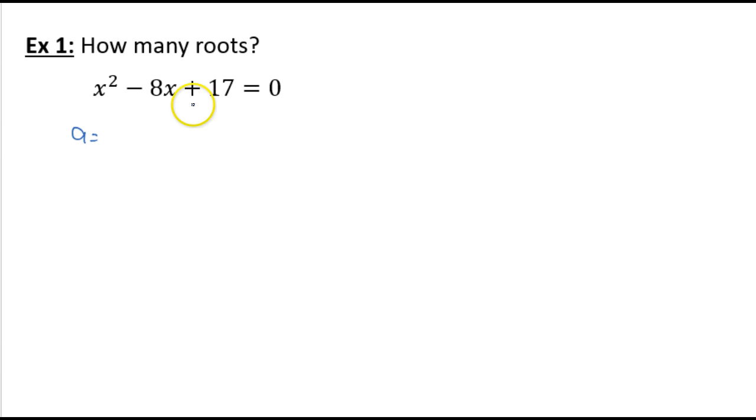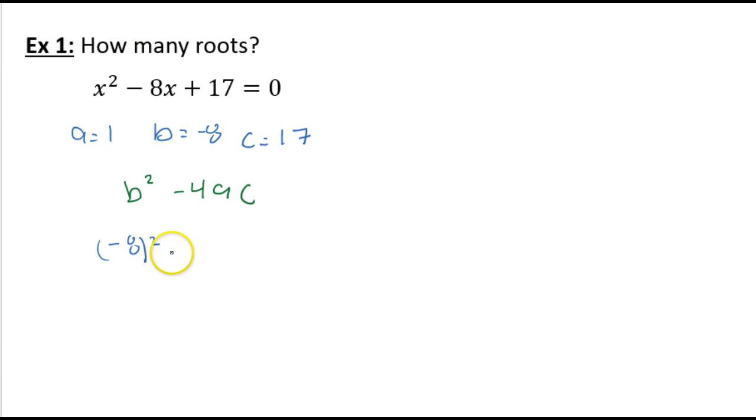We need to find out what our a value is, our b value, and our c value. My a is 1, my b is -8, and my c is 17. We're going to plug into my discriminant. Again, my discriminant is just the b squared minus 4ac. It's what's inside our radical. So I'm going to plug in directly and see what we get. We get -8 squared minus 4, my a value is 1, times c is 17.